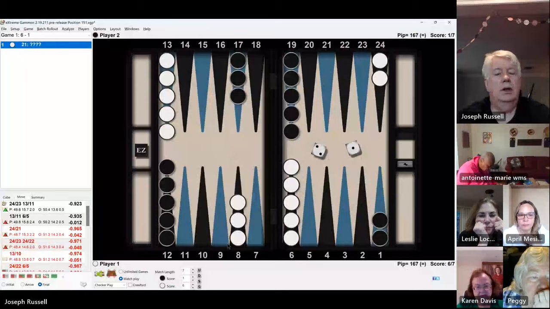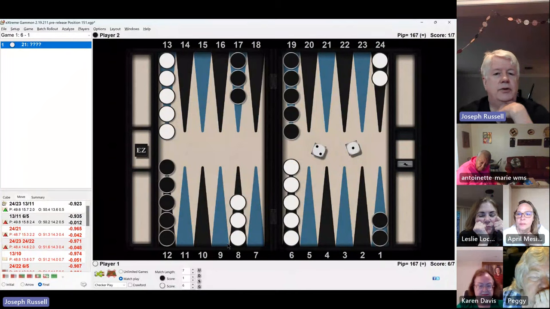sharing XG again. Am I still sharing XG or am I sharing? No, you have to reshare it. Okay, cool. Okay, so that's the 2-1.